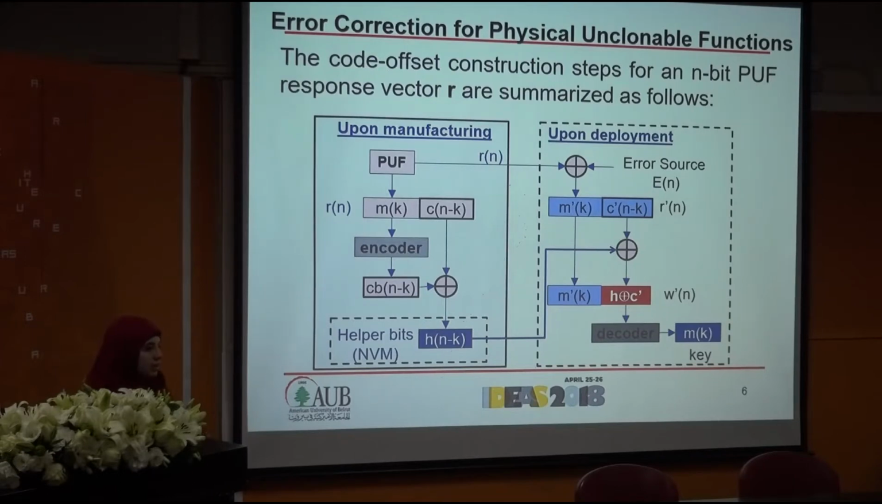This is summarized as below. We have a response vector which is made up of a k-bit message vector m and an n minus k vector c. The k-bit vector m is fed to the encoder, and we get n minus k check bits. These check bits are combined with the n minus k vector c in order to have the helper vector of n minus k bits. Upon deployment, this helper vector is combined with c prime.